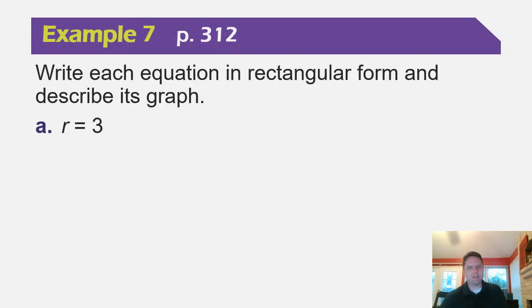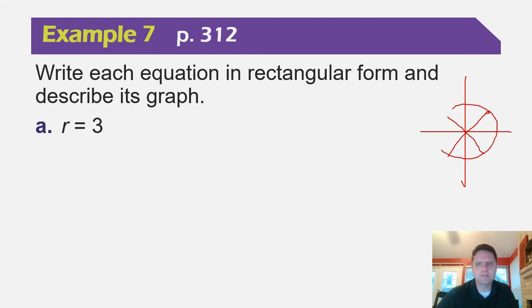Okay, on example 7, on page 312, it says, write each equation in rectangular form and describe its graph. So the first one says r equals 3. Let's think about that for a moment. If we're in polar mode and we have a radius of 3, what does that mean? Well, it means from the origin, if we go out 3 in any direction, that's the place where we should be, which would just be like making a circle, right? So this should look like a circle when we're done with it.